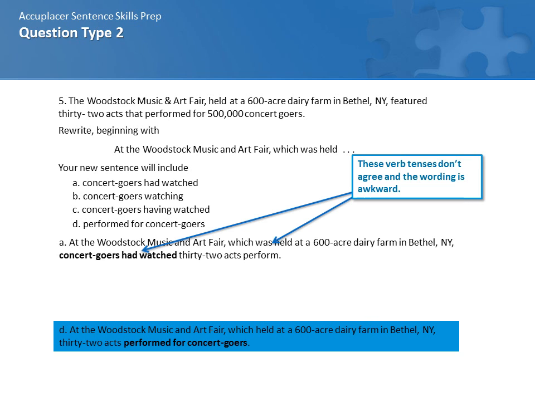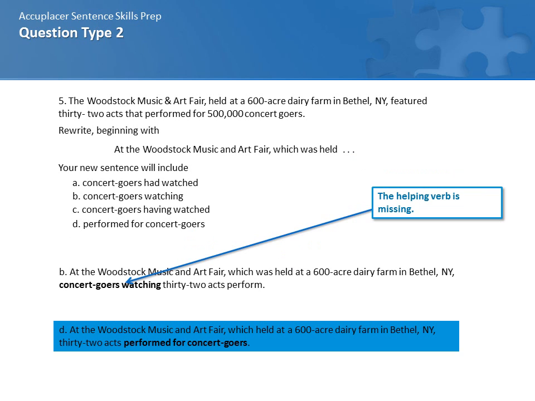A, concert-goers had watched. If we imagine a sentence, it might read like this: at the Woodstock Music and Art Fair, which was held at a 600-acre dairy farm in Bethel, New York, concert-goers had watched 32 acts perform. This is a problem because we have a verb tense shift, had watched and was held. And so these verb tenses don't match, so this is not a good option. B, you can tell, is problematic because we have concert-goers watching, so it's an ing verb that doesn't have a helping verb. So that is not a good option for this sentence either.